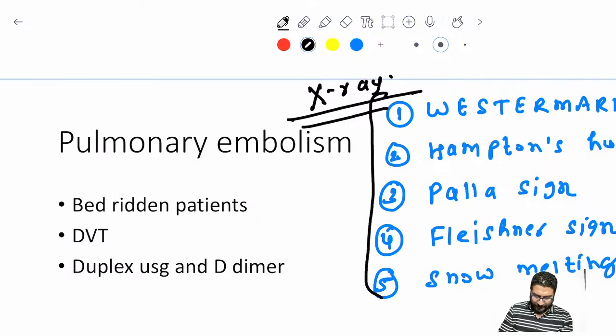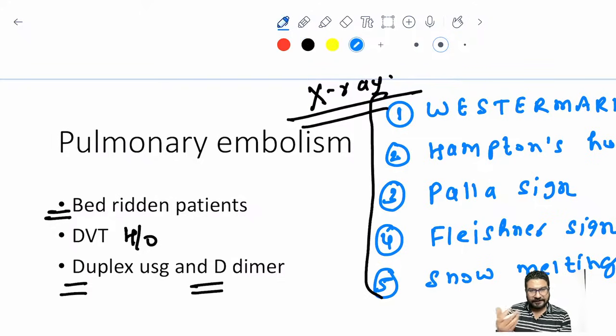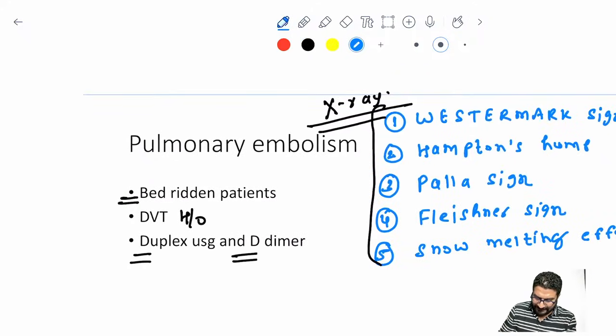So embolism is commonly seen in bedridden patient. So patient will have history of DVT, right? Then we can do duplex USG or D dimer to know the DVT or pulmonary embolism. Then they ask you, we can do a VQ scan, ventilation perfusion scan, right? Or we can perform spiral CT.